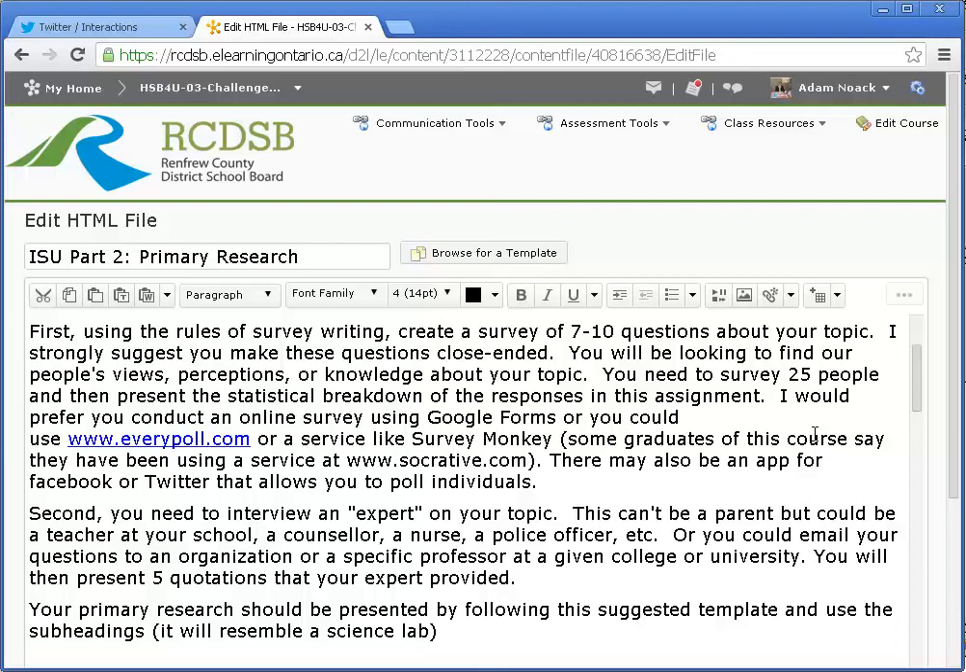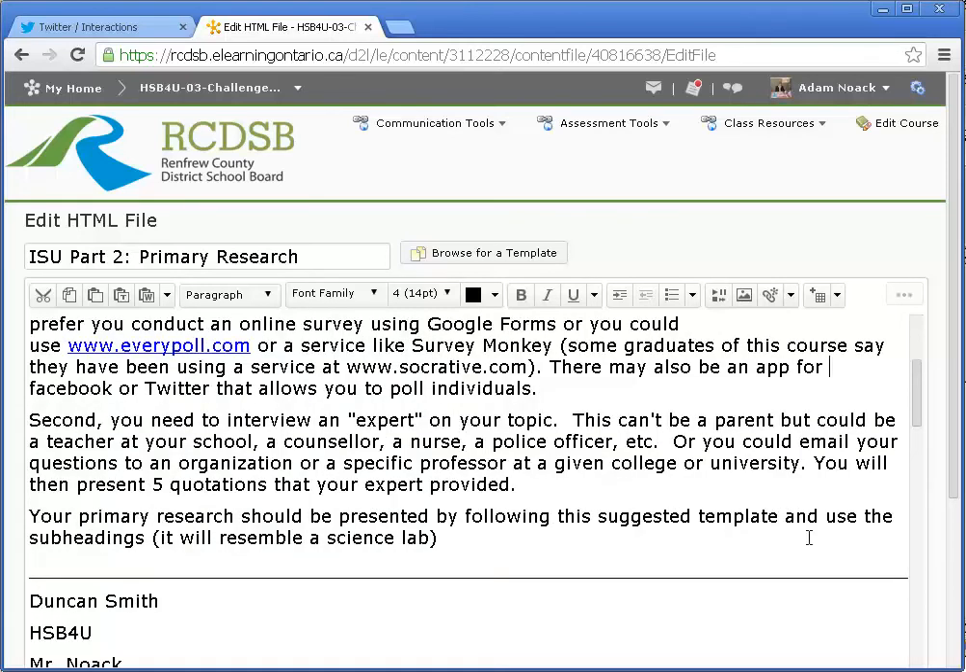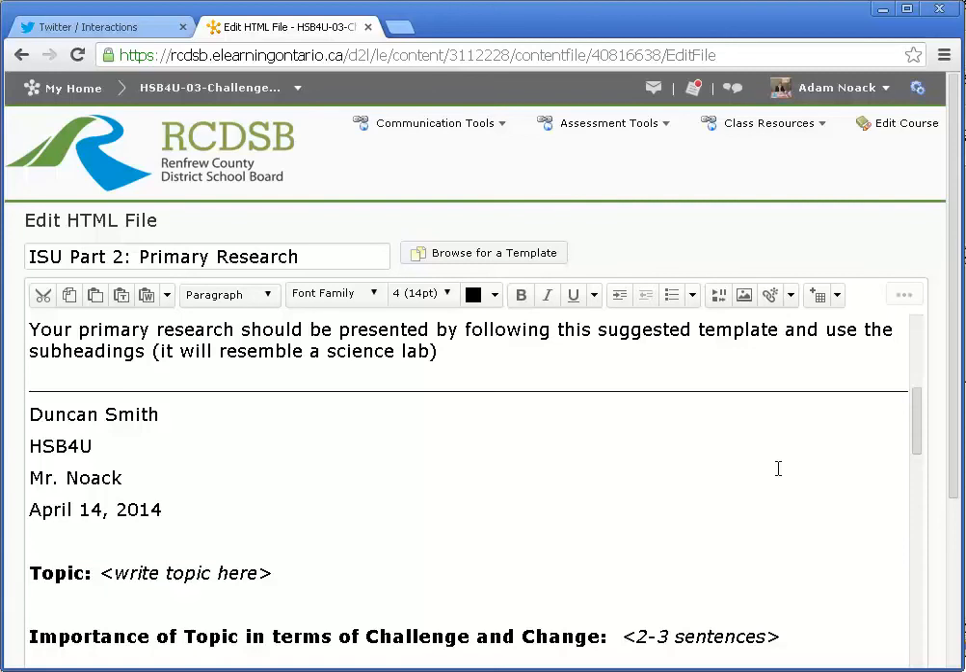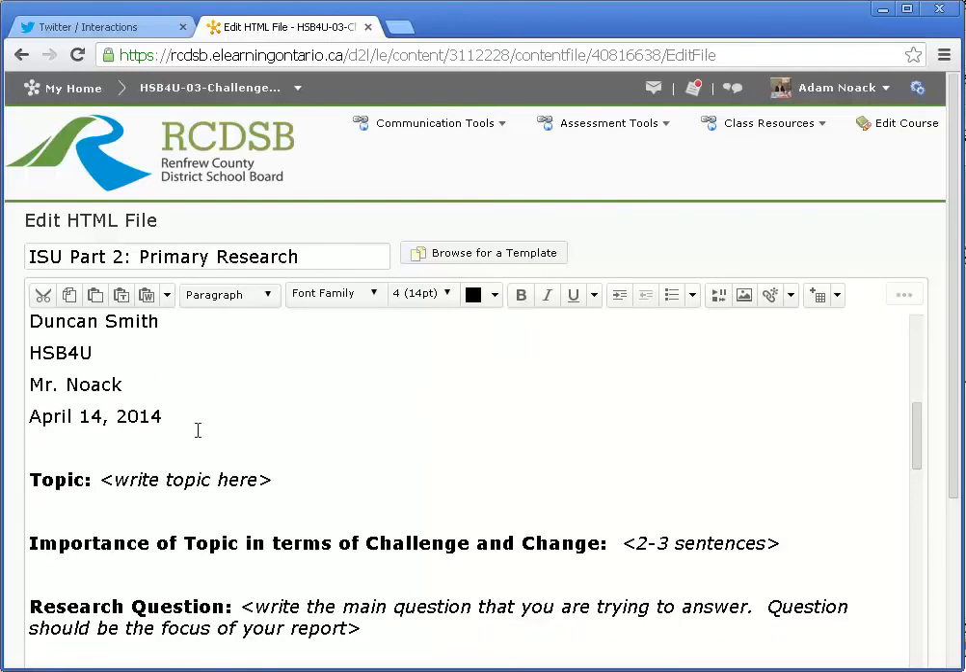I want you to show initiative and see if you can find someone with some insight on your topic. You're looking for questions that allow them to elaborate, so I would want to make these questions open-ended. In the end, you are going to submit an assignment that is very much, well, you're going to use subheadings, and in some way it looks like a science lab. Okay, so here's the template.